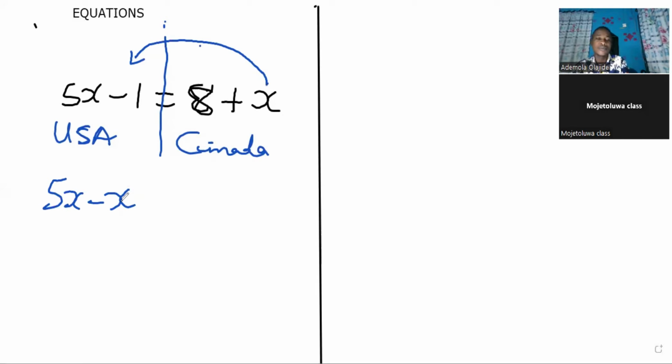Then in Canada, since x has left, you only have 8 left in that country. That 8, the sign does not change, because it didn't travel, so the sign will still remain.